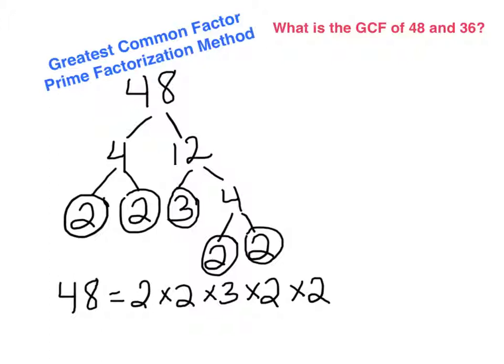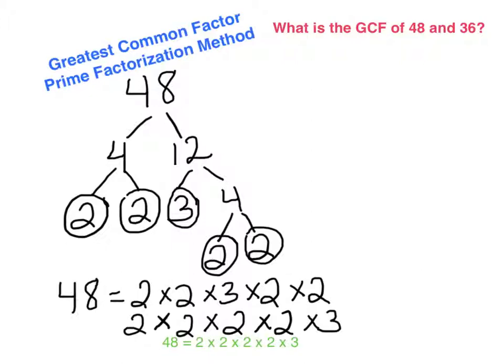In these problems, it's often easier if the numbers are written in ascending order. So we're going to change it to 2 times 2 times 2 times 2 times 3. We've just switched the 3 and the 2. Because of the commutative property, that's fine. We'll just save this information to use later.